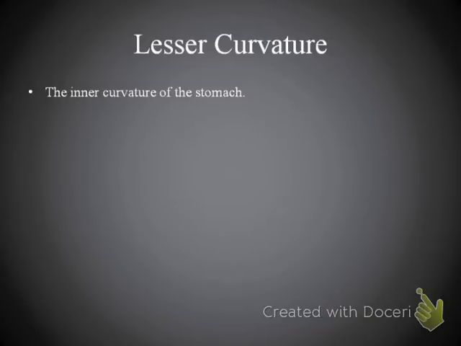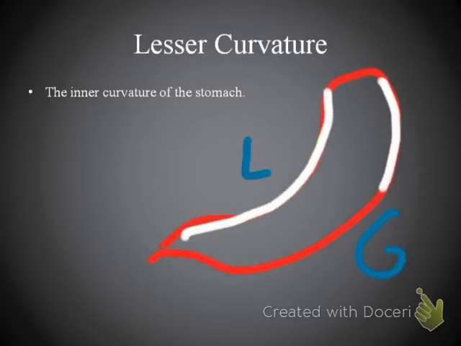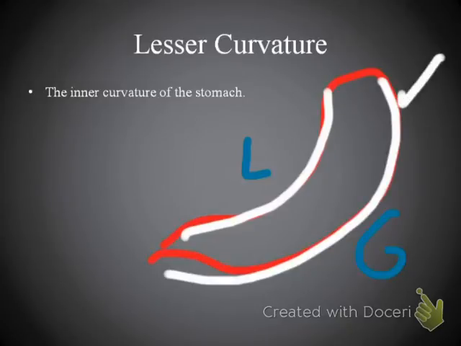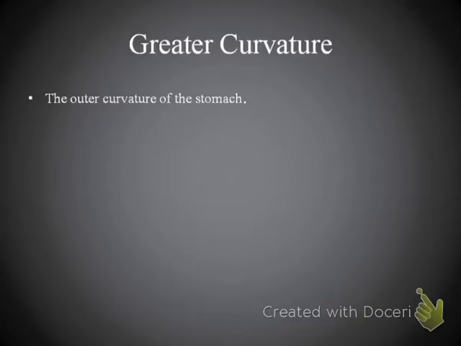We also know that the stomach has a greater and lesser curvature. The lesser curvature is the inner curvature of the stomach. So let me draw a diagram here. So this is the stomach. We have the lesser curvature and the greater curvature. And when you think about it, this is not quite as much as this. We have a huge sweeping curve here and really a very small curve there. So this is the difference between the lesser and greater curvatures. The greater curvature is the outer curvature of the stomach. So just remember, inner is lesser, outer is greater.